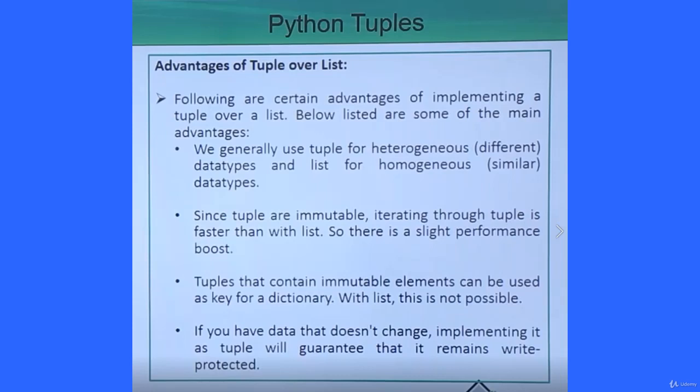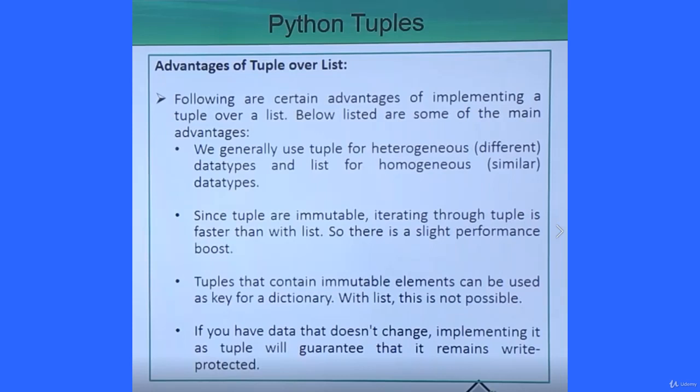Tuples that contain immutable elements can be used as a key for a dictionary. With a list it is not possible, because we know that in a dictionary the keys are always unique in nature. As a tuple is immutable, the data items cannot be changed and the members of the tuple cannot be updated. So tuples that contain immutable elements can be used as a key for a dictionary.